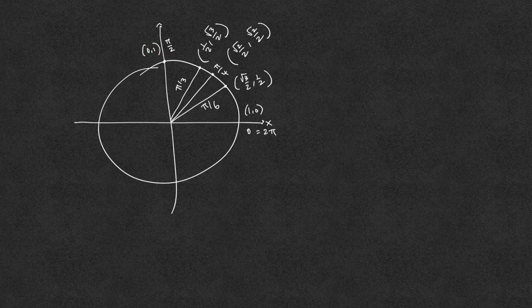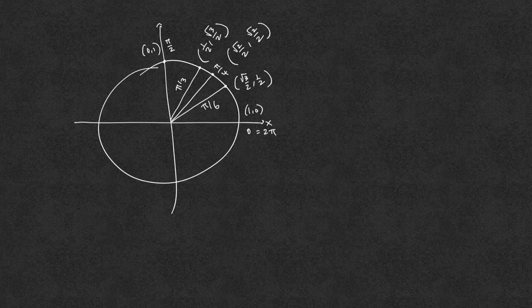These are the special or nice angles on the unit circle. They are multiples of pi over 4 or pi over 6. 2 pi over 6 is pi over 3. 3 pi over 6 is pi over 2, and so on. With this, using symmetry, we can obtain the angles in the second, the third, and the fourth quadrant.